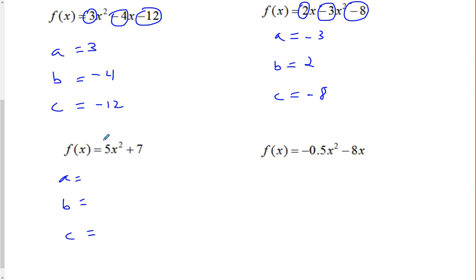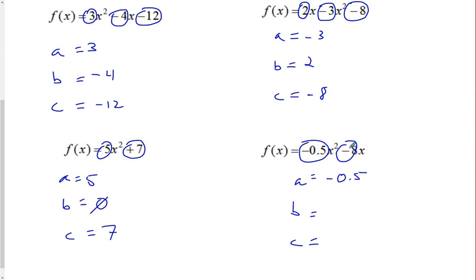For this one, my A term is easy. It's right there. It's 5. But what about, I've only got 2 terms. Well, this plus 7, that's my C term. My B term is going to be 0. So there's no x term because the coefficient in front of it is 0. So we just don't write it. So my coefficient there is 0 for B. For this next one, okay, I find the x squared term, so my A value is negative 0.5. My B value, the coefficient on the x, is negative 8. And my C value is a big 0. And that's okay too.